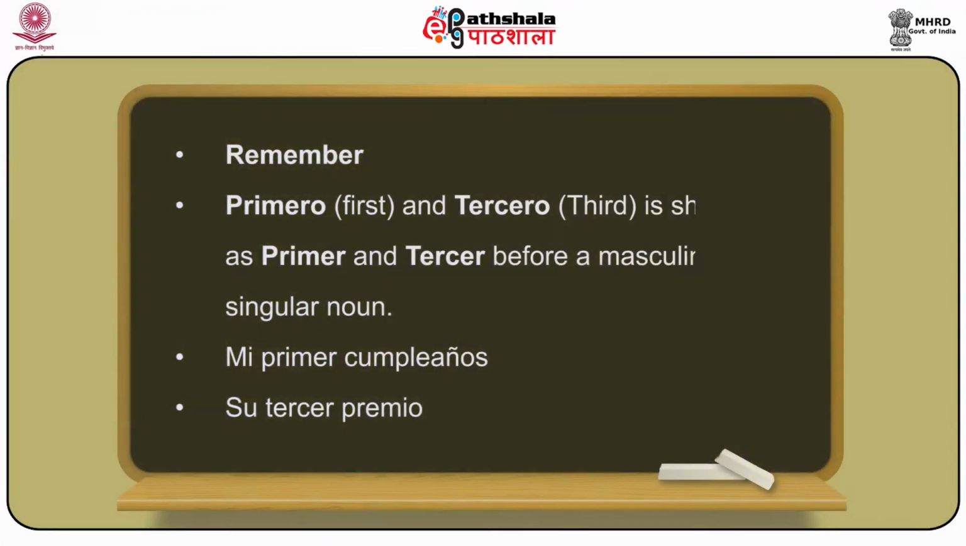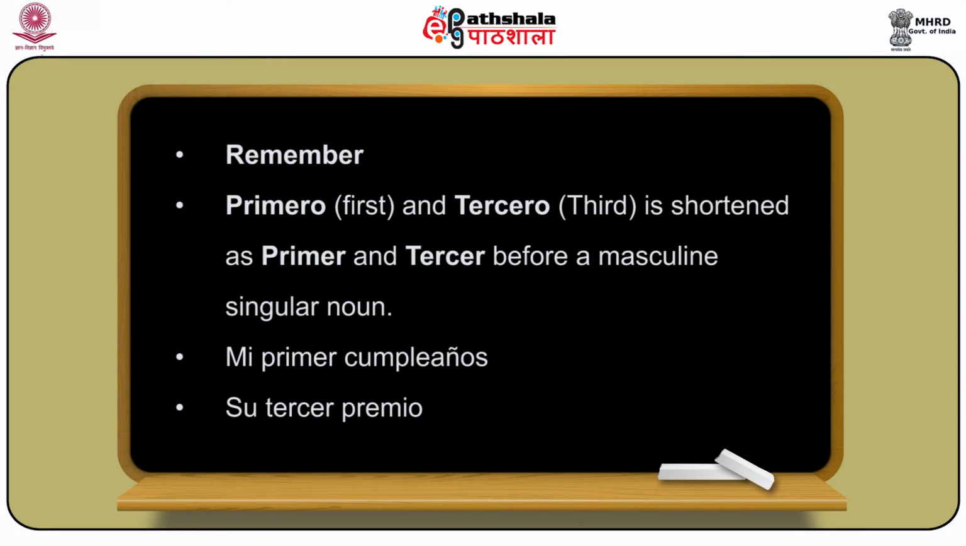So remember that these ordinal numbers will agree with the number and gender of the noun. So if the noun is masculine, it will be like primero, segundo, tercero, but if the noun is feminine, that is la, then it will become primera, segunda, tercera, likewise.